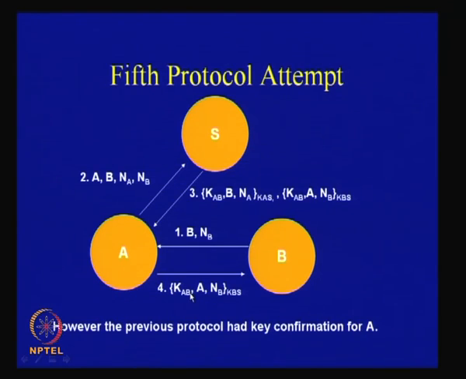However, the previous protocol actually tried to do something more than this protocol. The previous protocol also tried to ensure that there is key confirmation for A. This protocol is a lesser protocol, or obtains less, but obtains it in a secured fashion. The objective of a protocol is to state some objectives and achieve them. If you state some objectives and are unable to achieve them and open up more vulnerabilities, then that is not a very safe protocol to use.